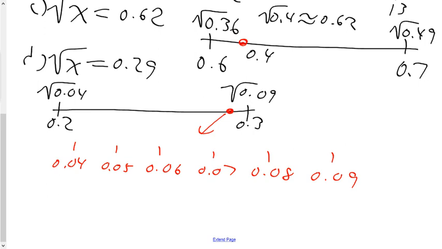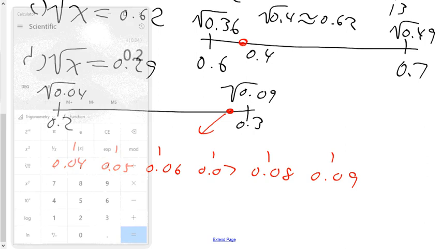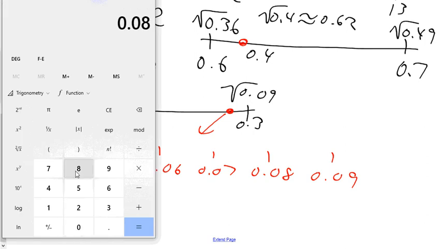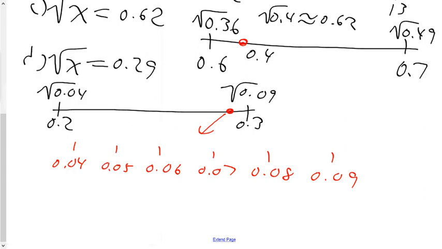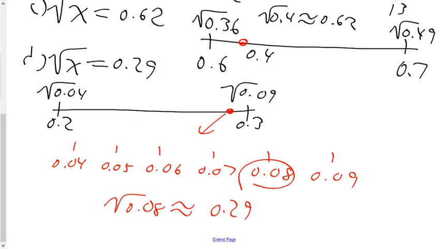We're going to guess the square root of, let's go 0.08. And if we grab our calculator and say, what is the square root of 0.08? The answer is 0.28, which is pretty close to 0.29. And therefore, that is our answer. The square root of 0.08 is approximately equal to 0.29. That was a very complex question, wasn't it?